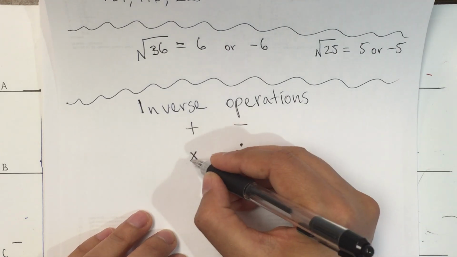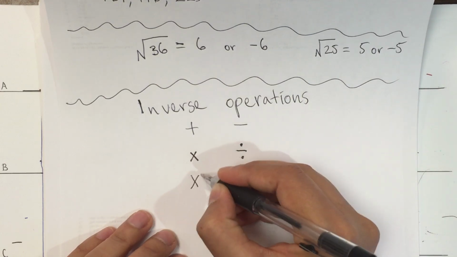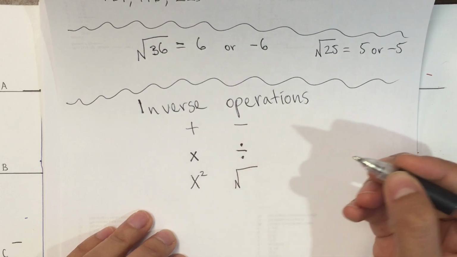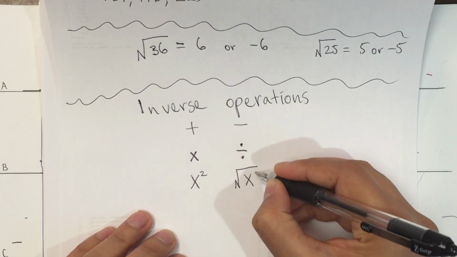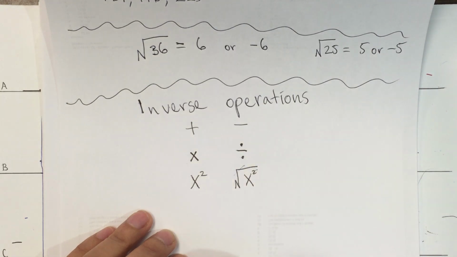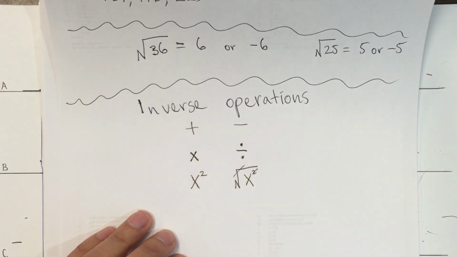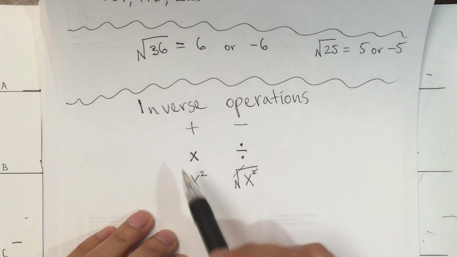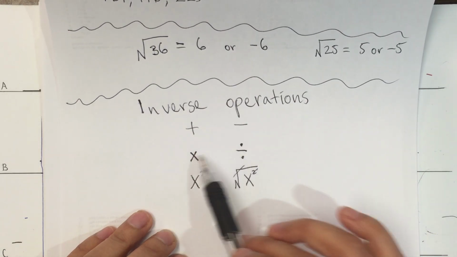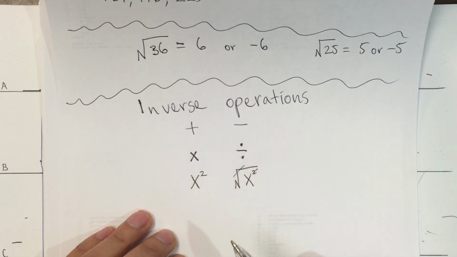And now the new one that you will learn is that anything to the second power cancels with the square root of that anything. So basically this square root cancels the square. The square is the inverse operation of square root, so these cancel each other. Addition and subtraction, multiplication and division cancel each other, and the square and the square root cancel each other.